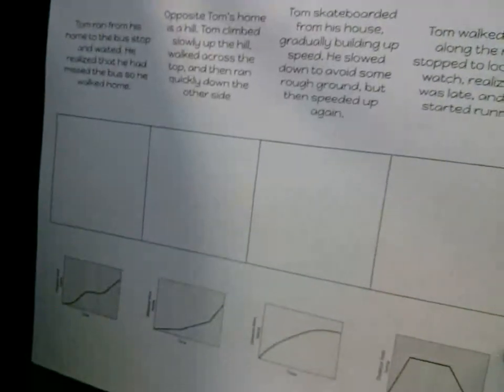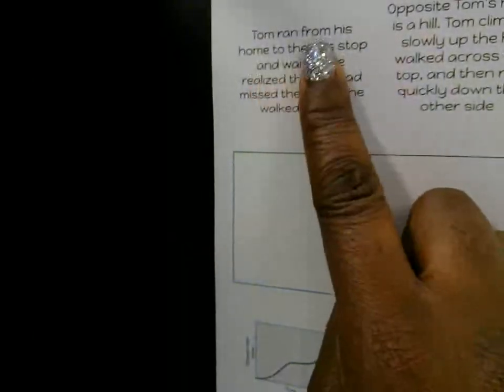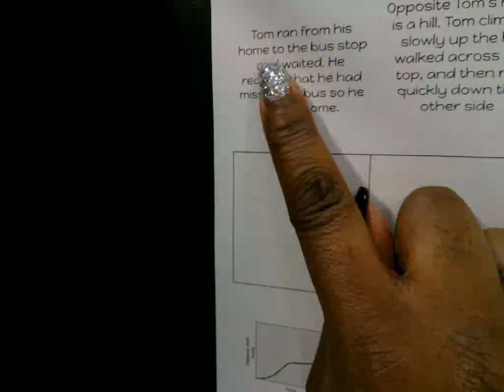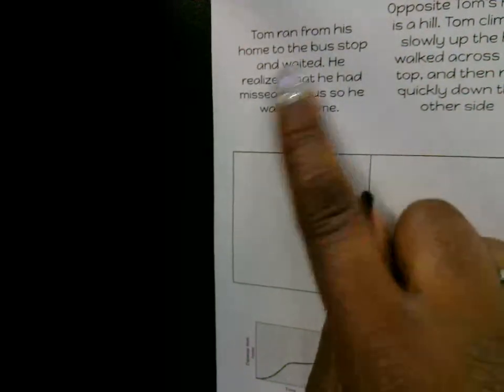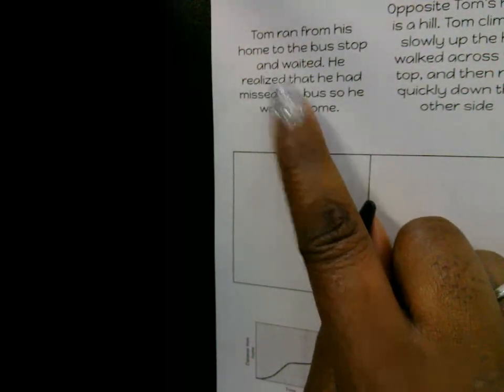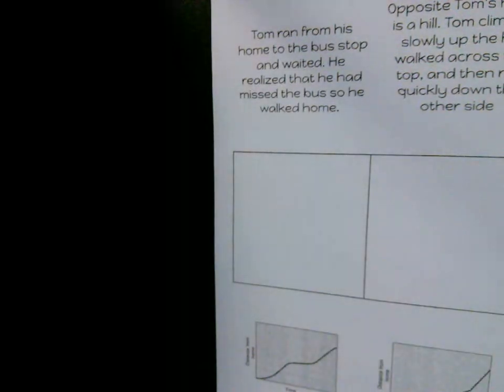All right, let's look at this first graph here. This is saying Tom ran from his home to the bus. Look for that one. You need your scissors. We're going to cut the bottom part of the graph off right here.